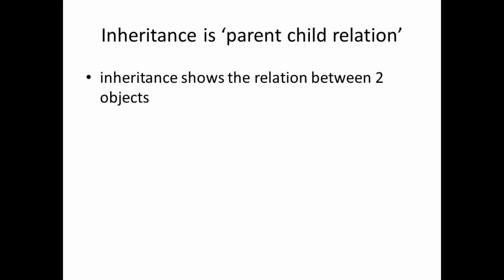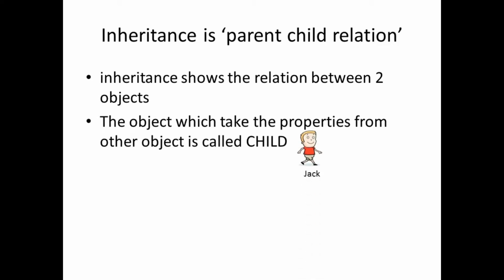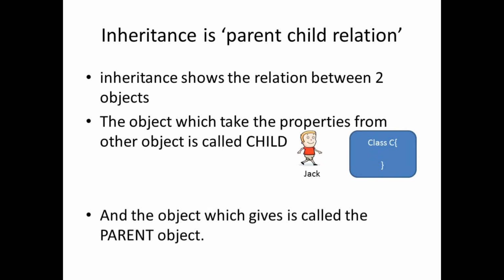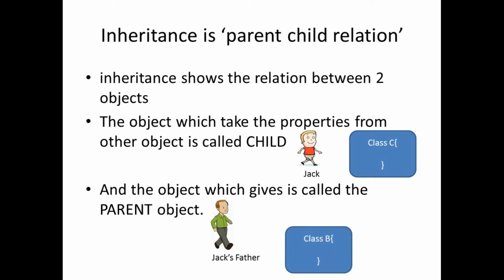Inheritance is a parent-child relation. Inheritance shows the relation between two objects. One is parent and one is child. The object which takes the properties from another object is called child, like Jack and class C in my example. And the object which gives the properties to the other object is called parent. So Jack's father and class B are parents in my example.